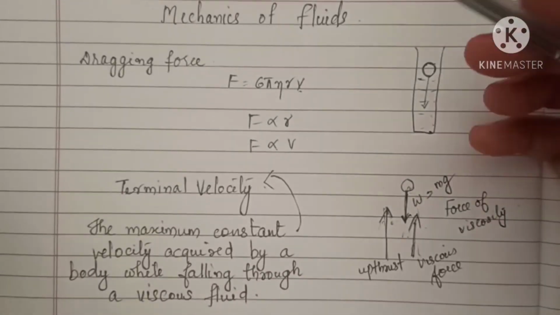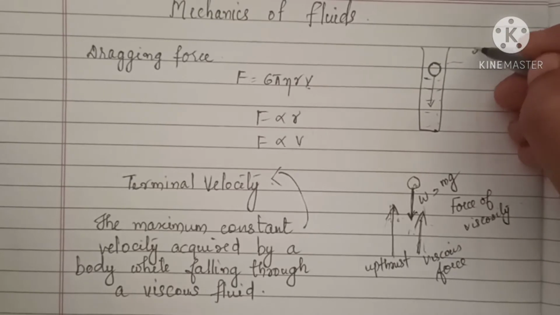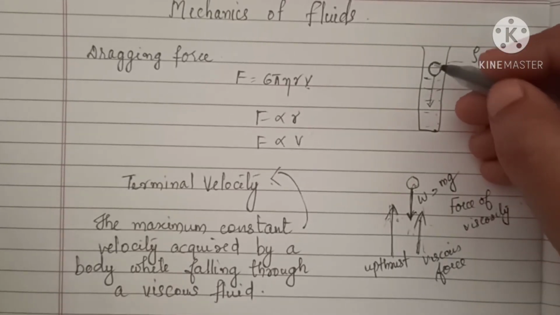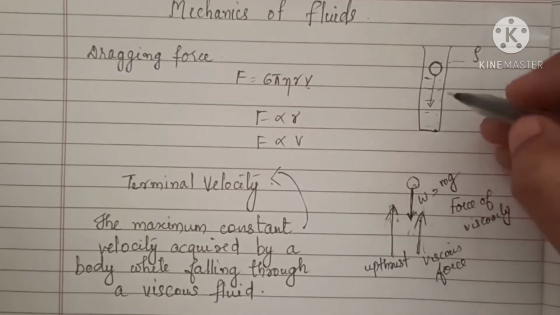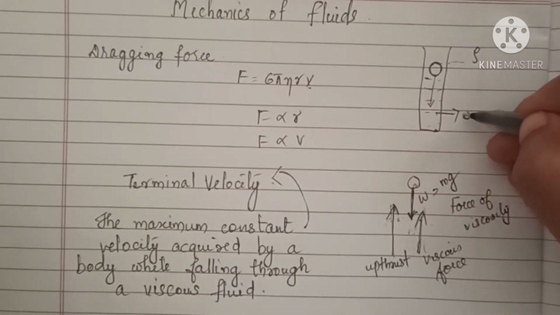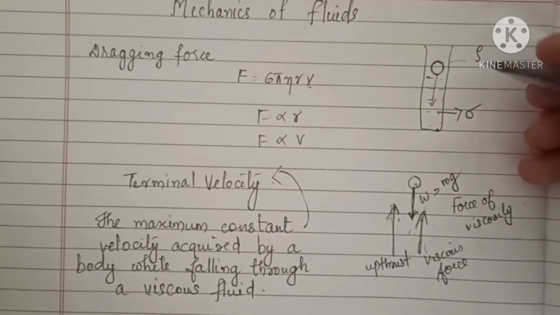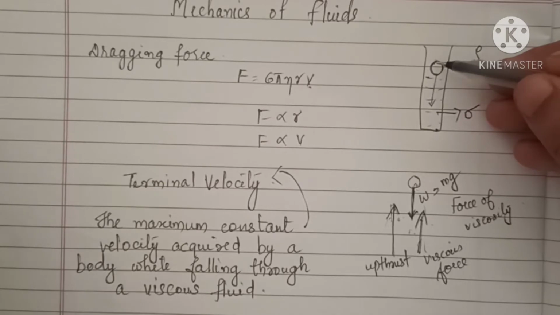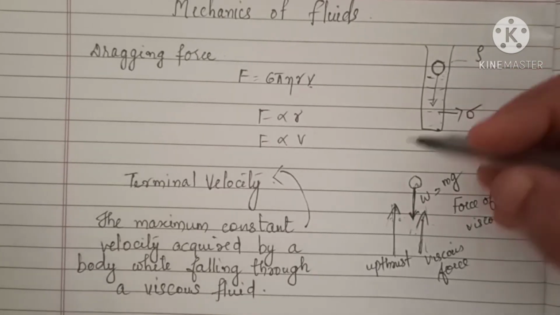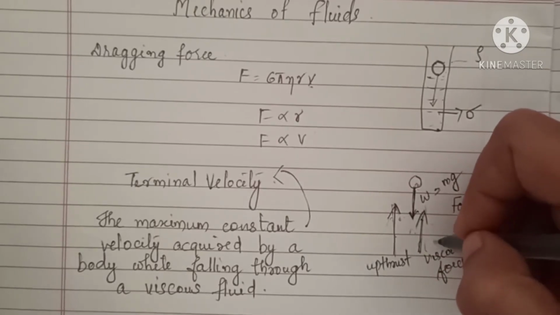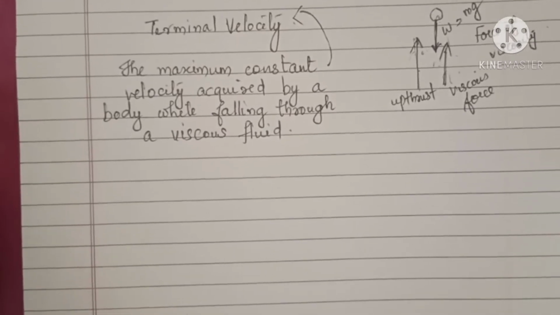So, I am considering a sphere like this, in our first figure, a sphere like this. And suppose the sphere has a density rho. Density of the sphere is rho. It falls through a liquid, and the liquid has a density sigma. Understood? Now, what is the condition? Yes, the condition is when this sphere acquires a terminal velocity, the weight of the sphere must be equal to the sum of upthrust and viscous force. Isn't it?